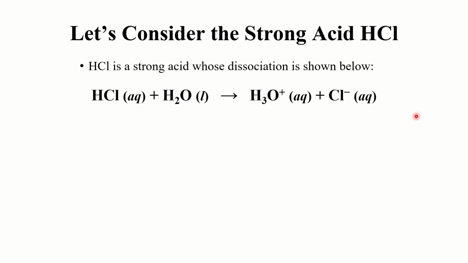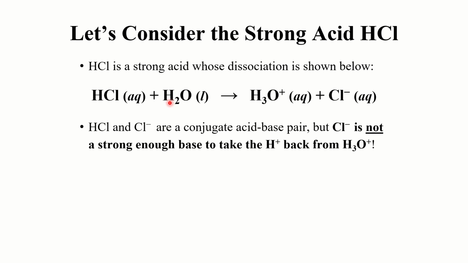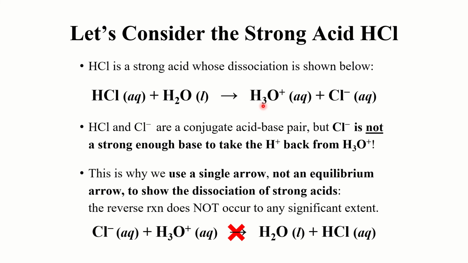Let's start by considering the strong acid HCl. HCl is a strong acid whose dissociation is shown below. Now, as we learned in the first acids and bases lecture, HCl and Cl- are a conjugate acid-base pair, but Cl- is not a strong enough base to take the H plus back from H3O plus. So this reaction cannot run in reverse. This is why we use a single arrow, not an equilibrium arrow.